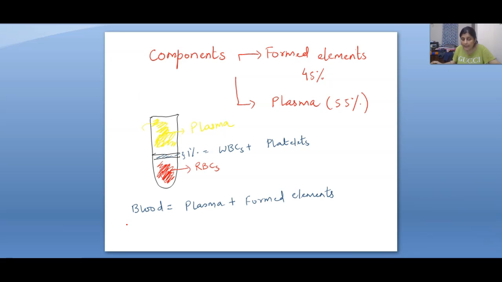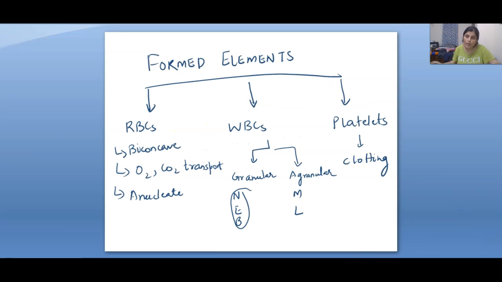So in total, what is blood made up of? You can easily get to know that blood is made up of two components, plasma plus formed elements. So it will be very easy for you to remember this. Fine. Now coming to the part formed elements. As I told you just now, what are formed elements made up of?